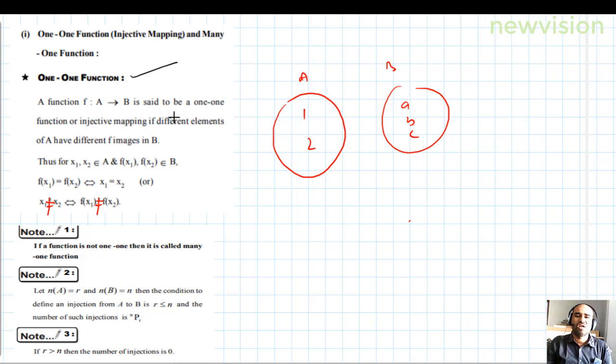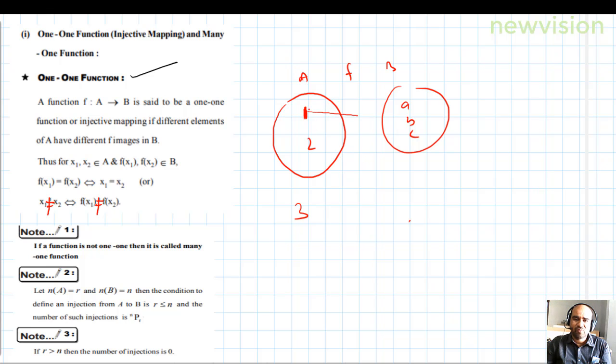But how to derive a formula for the number of one-one functions from A to B? Listen all of you. A having 2 elements, B having 3 elements. Now we want to find the formula. Listen students. 1 can pair with any one of A, B, C. 1 has 3 chances. 1 can pair with either A, or B, or C.